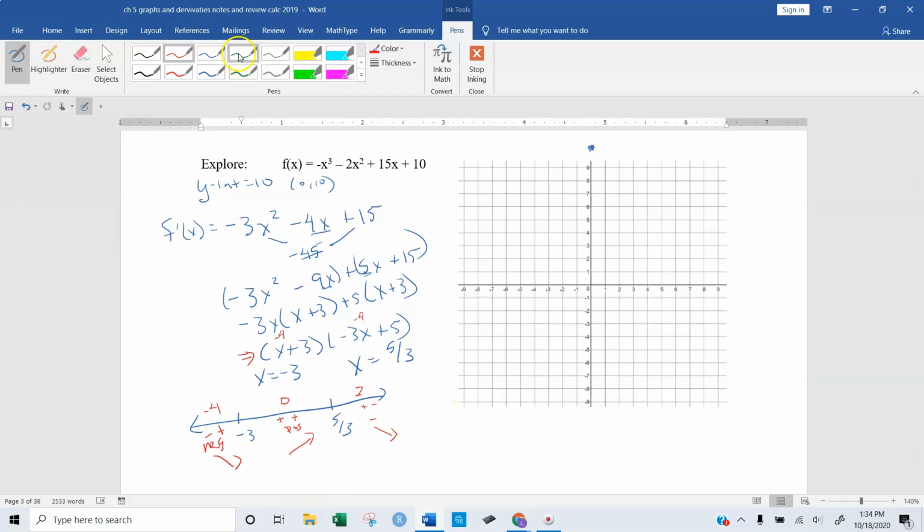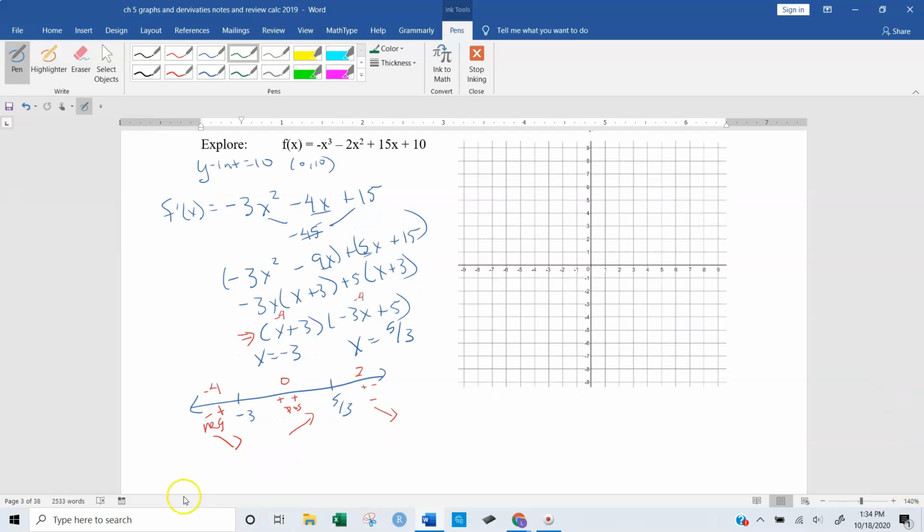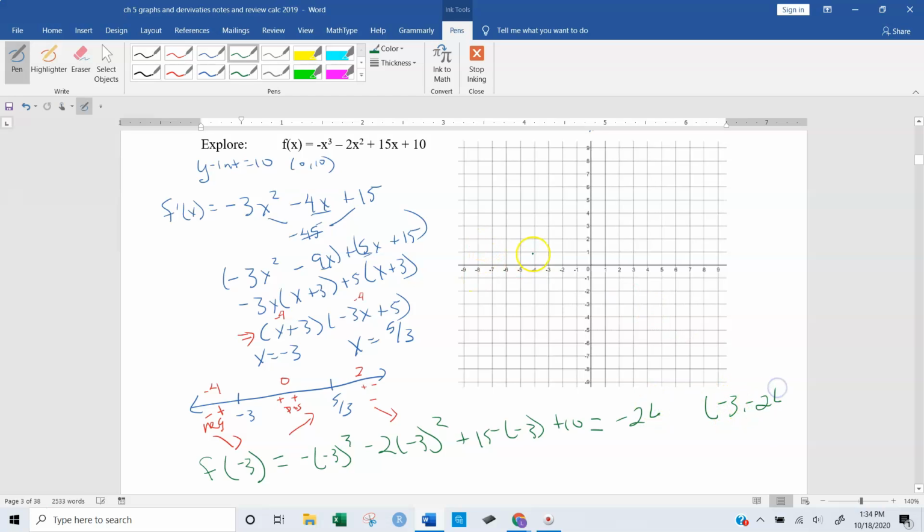Now let's find our points. The next thing we need to do is plug our points into our original function. Remember, not the derivative, because I don't care about slope right now, I care about points. So we'll plug it into f of x. I'm going to plug in f of negative 3. I would use the table mode on my calculator. If not, you're doing 1 times negative 3 cubed minus 2 times negative 3 squared plus 15 times negative 3 plus 10, and that equals negative 26. So this point is negative 3, negative 26 that we must graph. That's way off my graph here, so I'm just going to put a dot and label it 26.